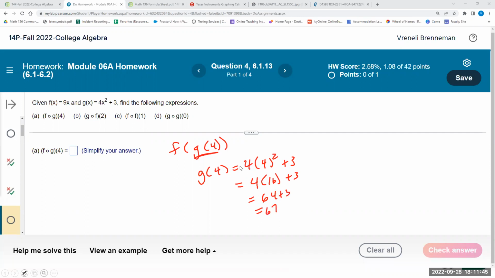So now I can replace g of 4 with 67. So f of g of 4 becomes f of 67, but f of anything is 9 times that, and 9 times 67 is 603, I think. Grab a calculator. Yeah, 603.